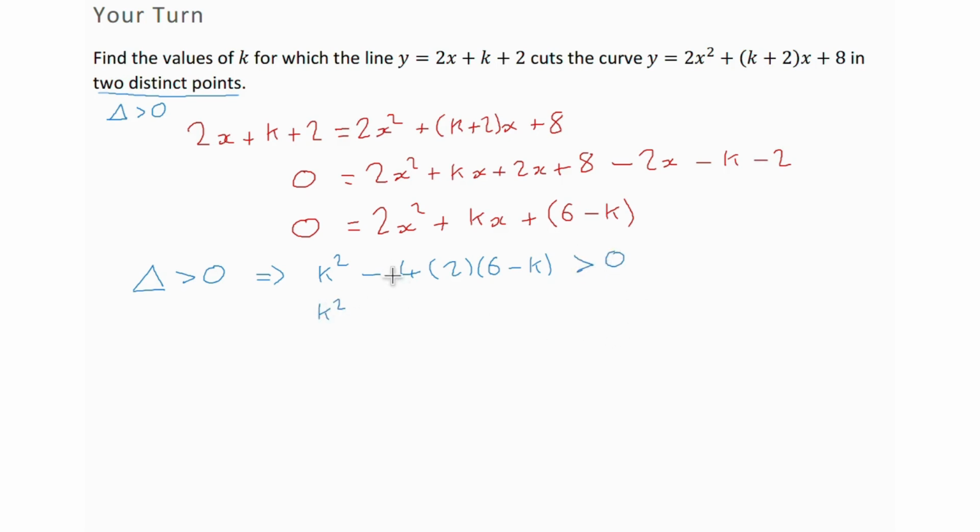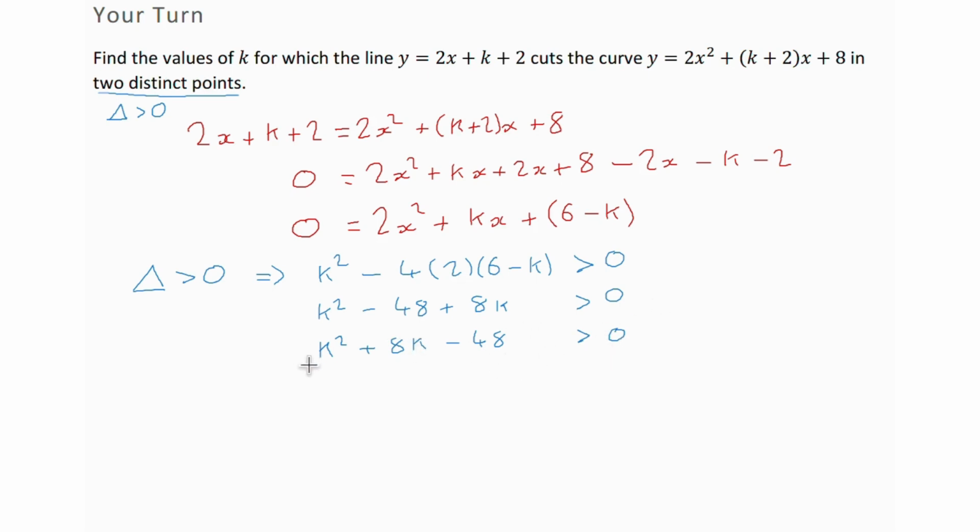k squared minus 4 times 2 times 6, that's minus 8 times 6, so minus 48. Then minus 4 times 2, so minus 8 times k, so that's plus 8k is greater than 0. Rewrite that in a form we're more used to. And now we have a quadratic inequality that we need to solve.